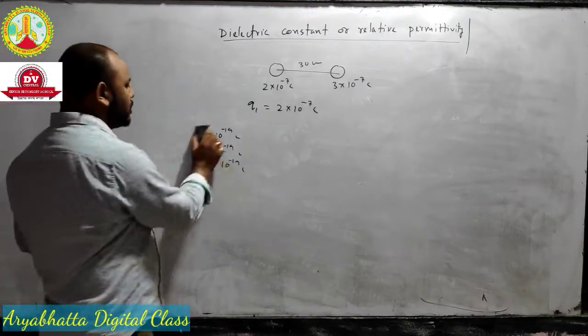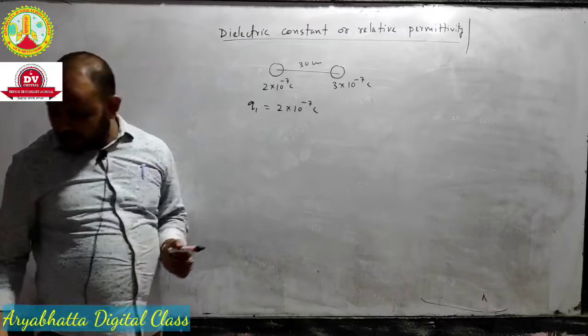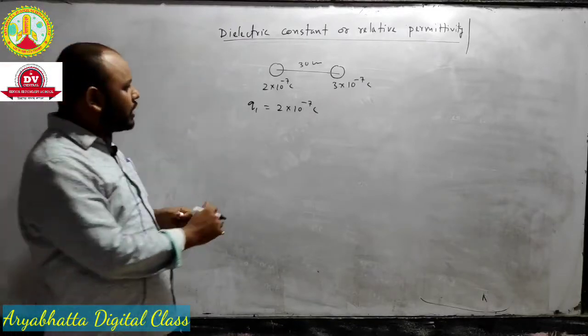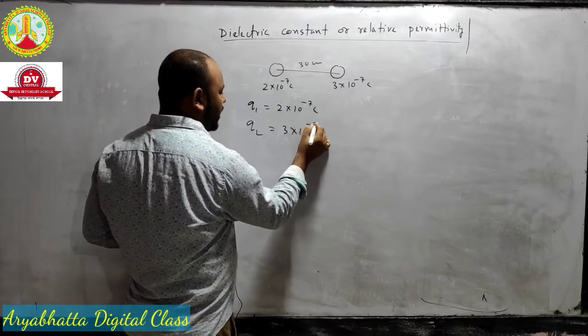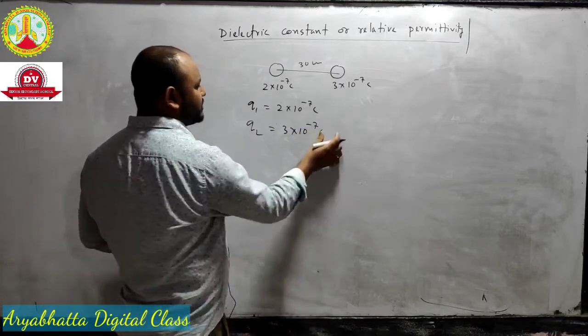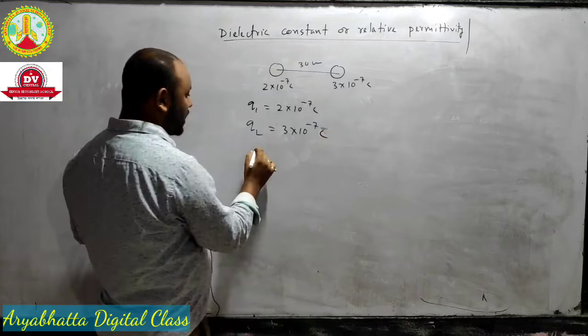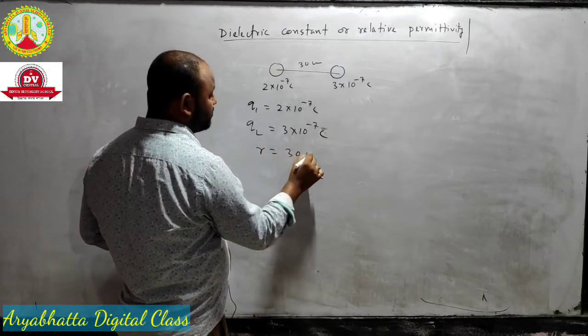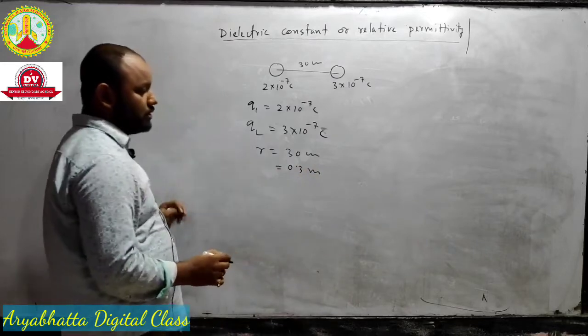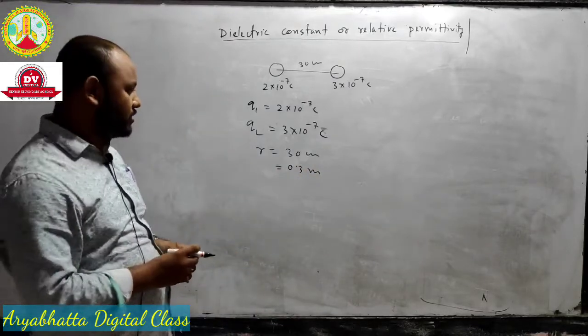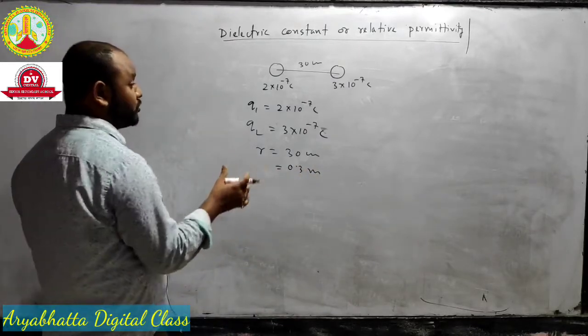Okay, here Q1 is how much? Q1 is 2 into 10 to the power minus 7 coulomb, and Q2 is how much? 3 into 10 to the power minus 7 coulomb. And what is the separation? The separation R is 30 centimeter, it is 0.3 meter. Okay, so what is the force between two charges?